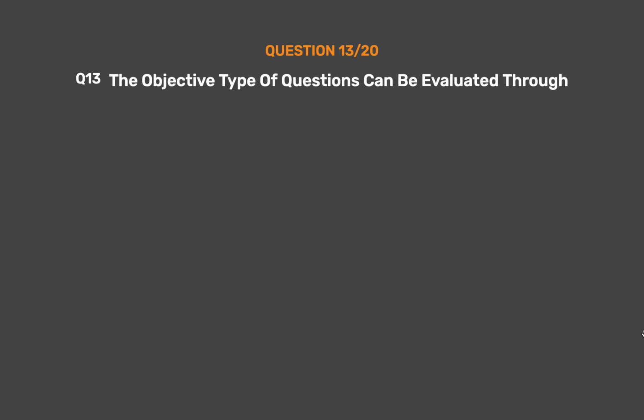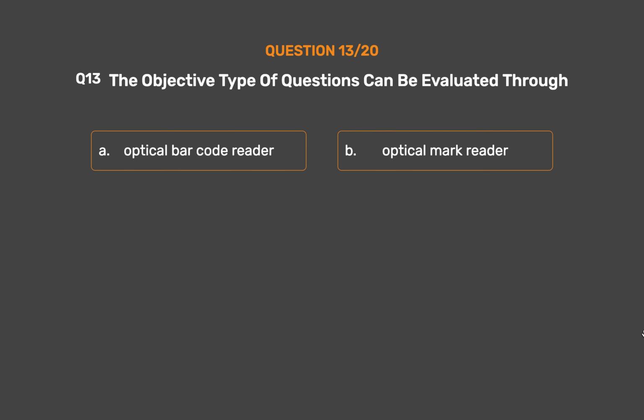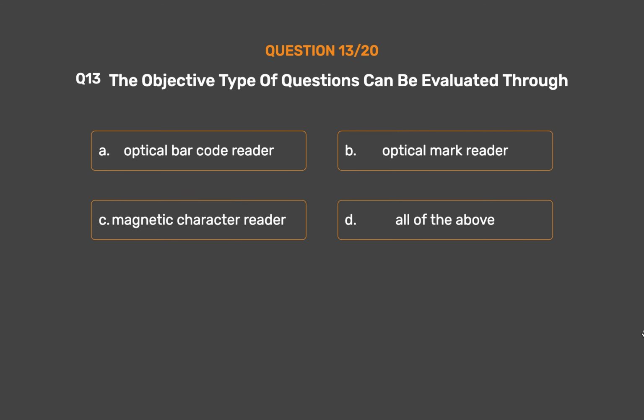Question number 13. The objective type of questions can be evaluated through option A, optical barcode reader. Option B, optical mark reader. Option C, magnetic character reader. Option D, all of the above.